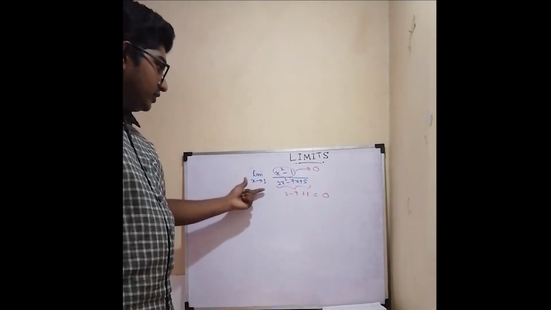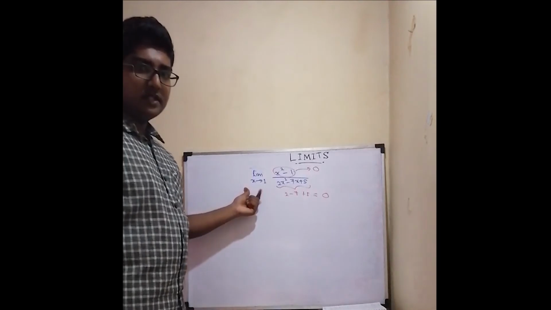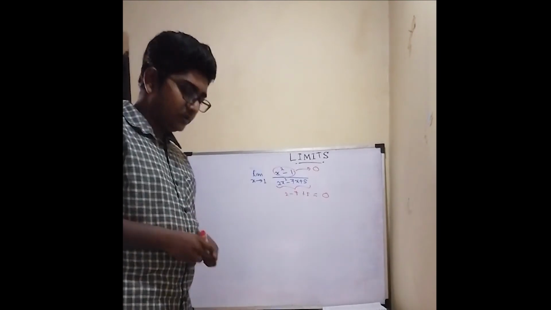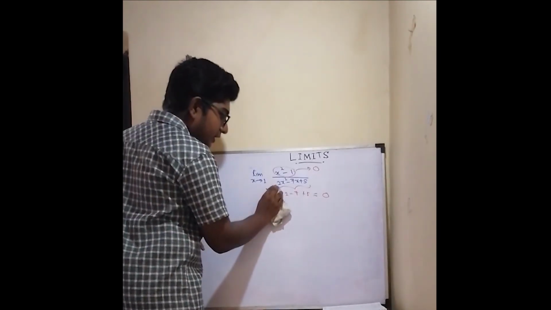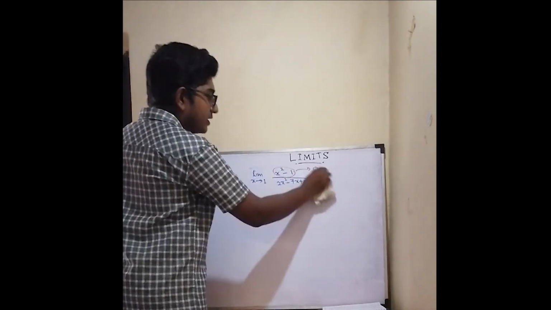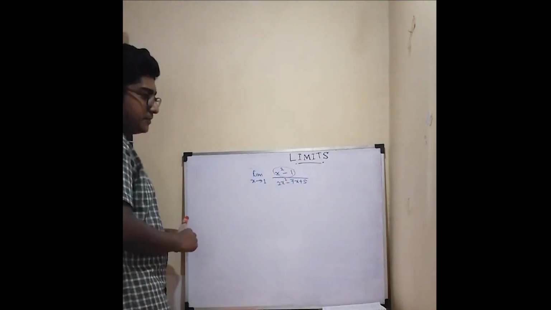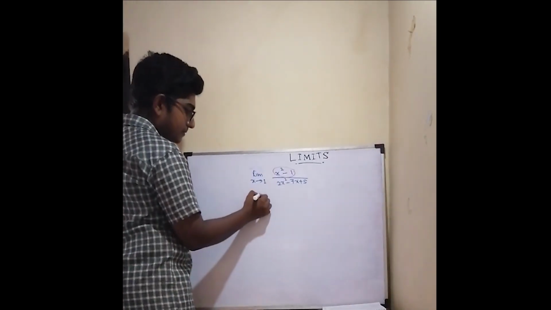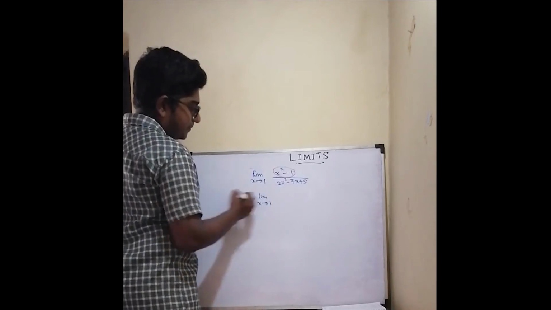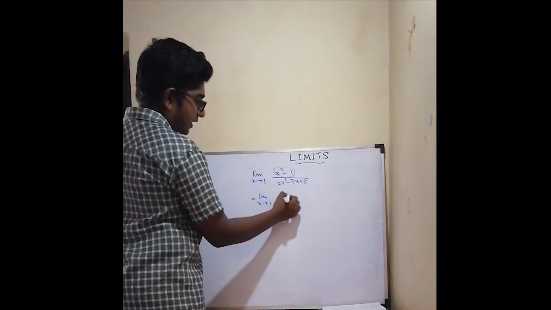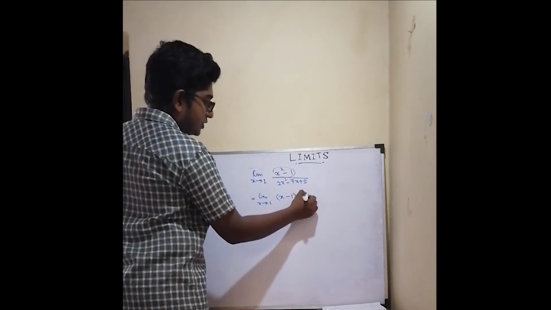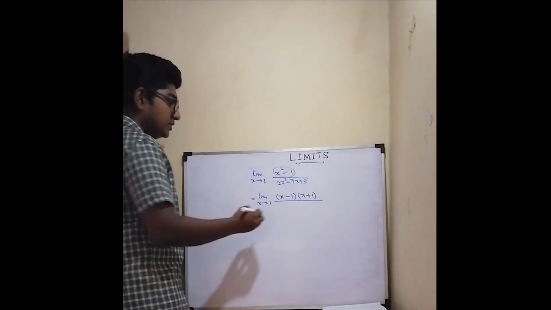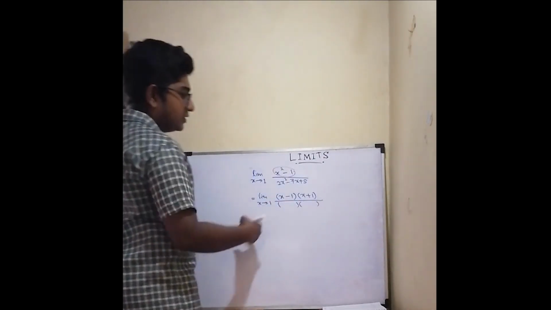That means to find this limit, we can't substitute 1 directly into the function. The function becomes 0 over 0, that is not defined. So I have to remove this not defined case from the question. How to remove that? You need to simplify this further. For this one you can apply difference of two squares. This is a quadratic expression. You can use the factoring method and get these two factors.